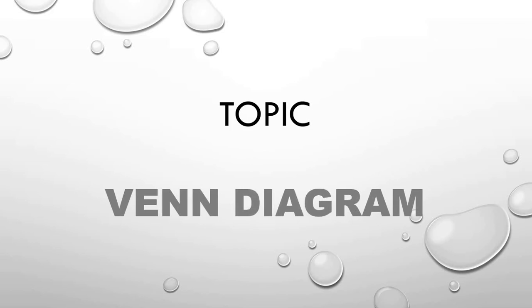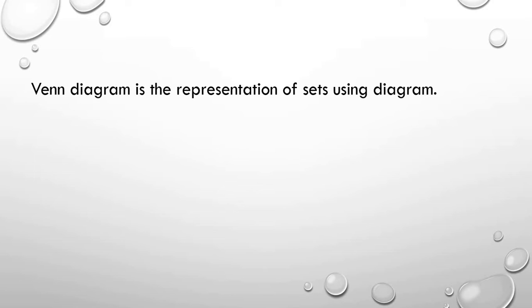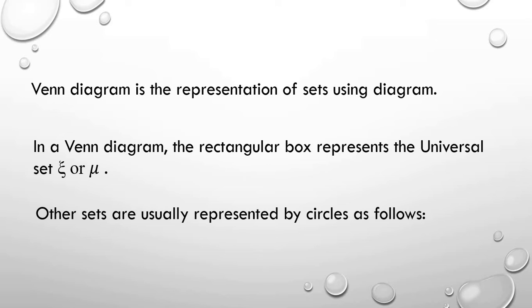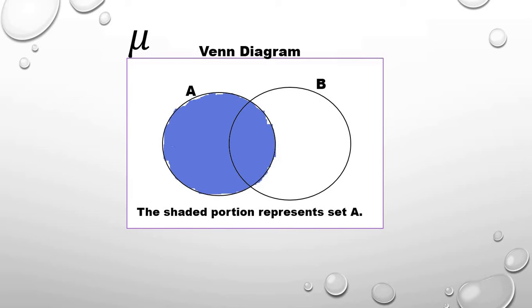Today we'll be looking at Venn diagrams. A Venn diagram is simply the diagram we use to represent sets. We have the rectangular box for the universal set, and then we have circles for the subsets of the universal set.